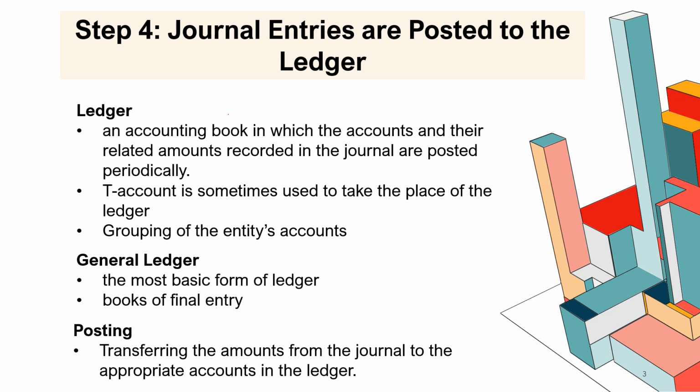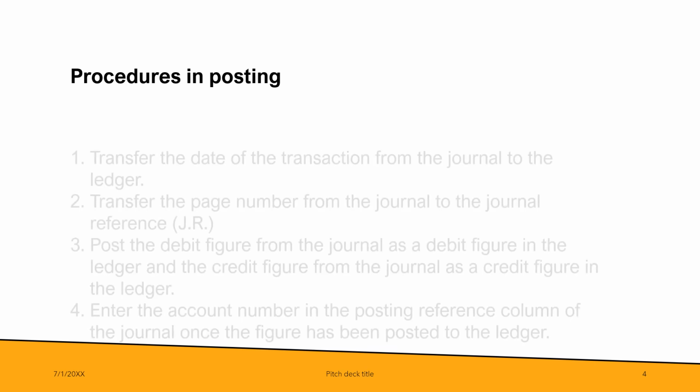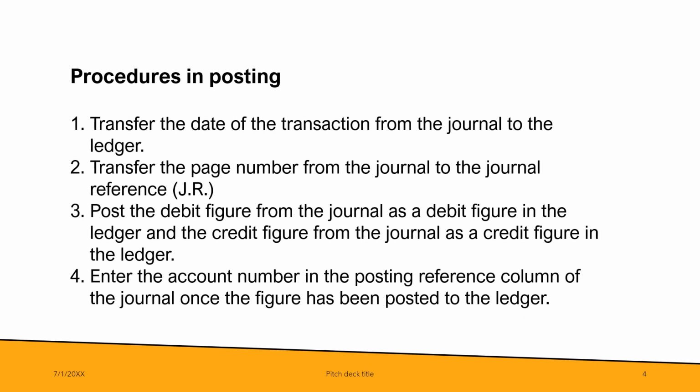Okay, next. Procedures in posting. There are 4 procedures involved in posting of journal entries to the ledger. Okay, these are actually very simple steps or procedures. Okay, number 1, transfer the date of the transaction from the journal to the ledger. Number 2 is transfer the page number from the journal to the journal reference or JR.